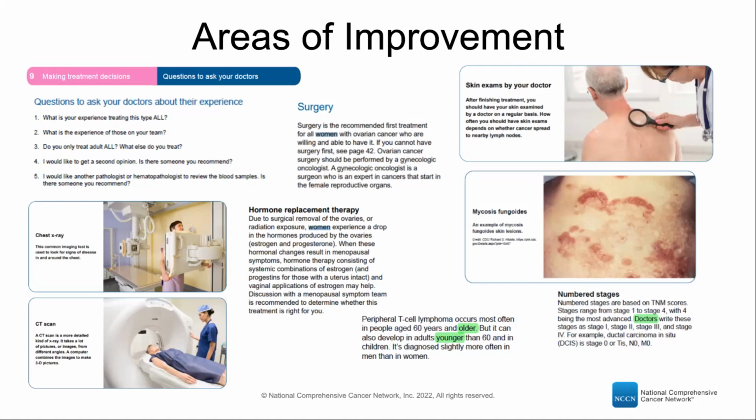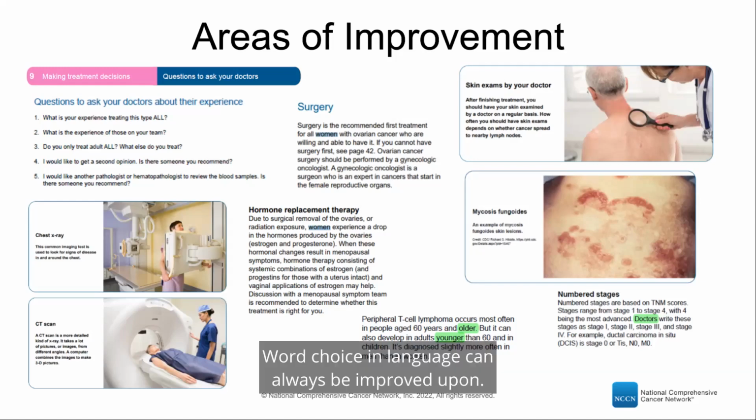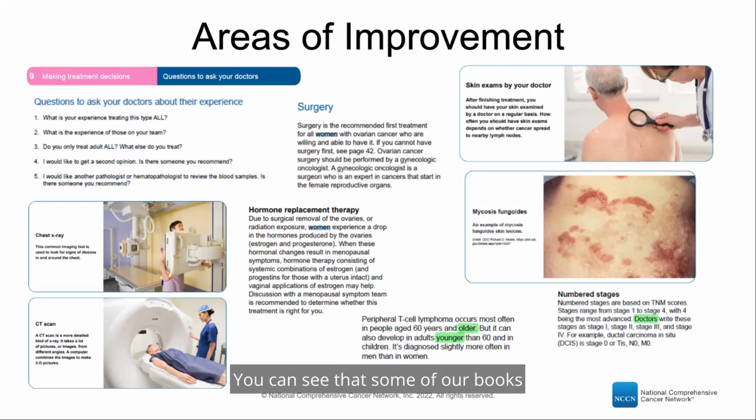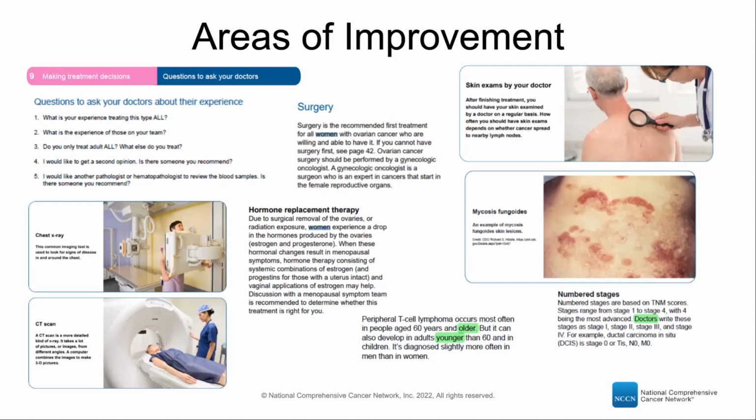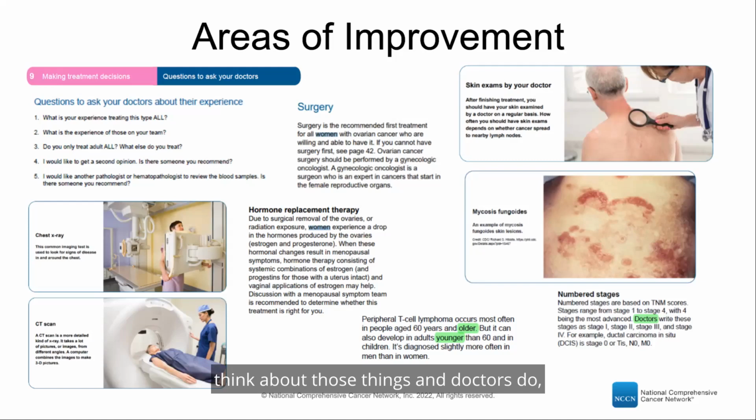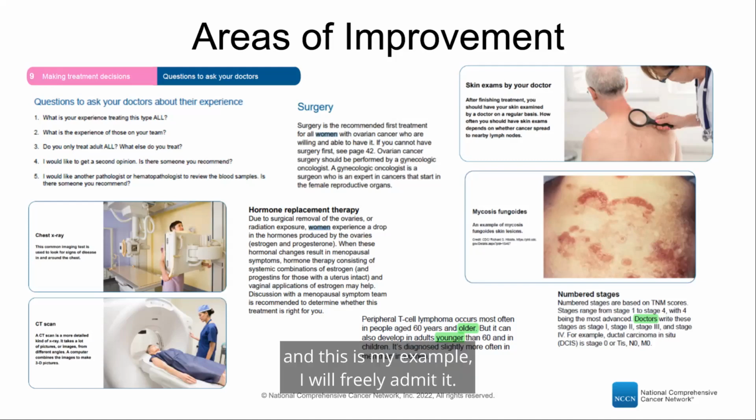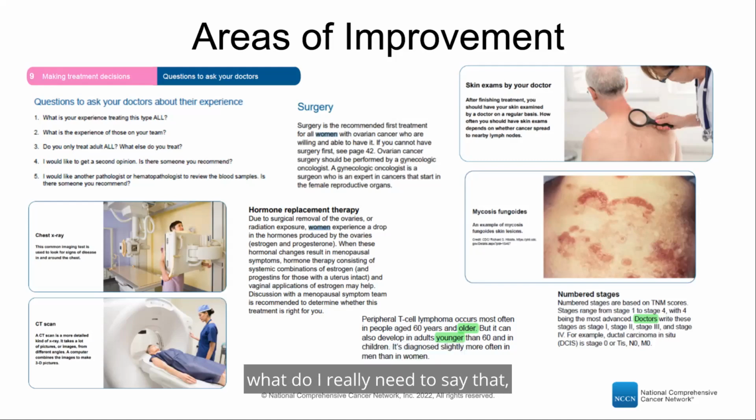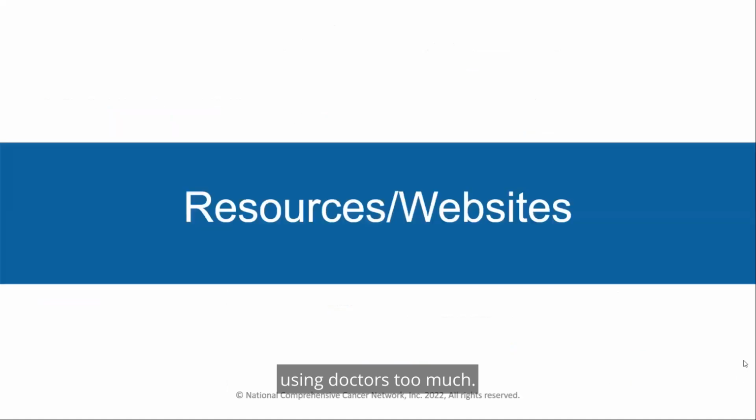What else? So word choice and language can always be improved upon. You can see that some of our books are still using older and younger. Some are still referring to women. And you can think about those things. And doctors, and this is my example, I will freely admit it. Doctors write these stages as, well, do I really need to say that? These stages are written as, so trying to kind of ease up on using the word doctors too much.